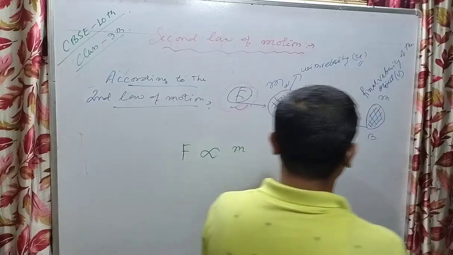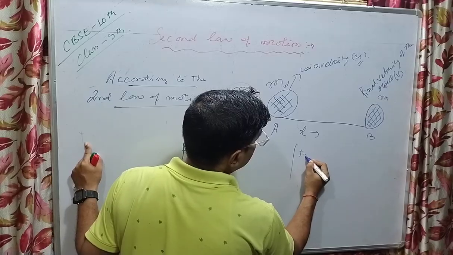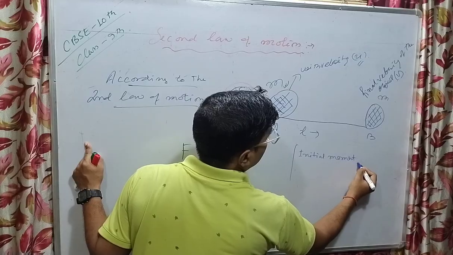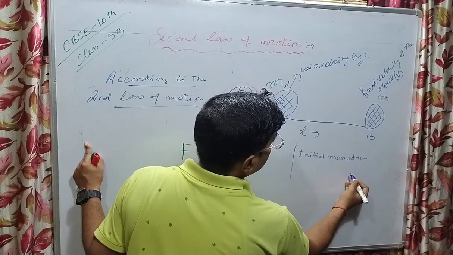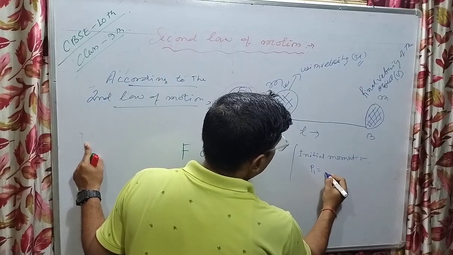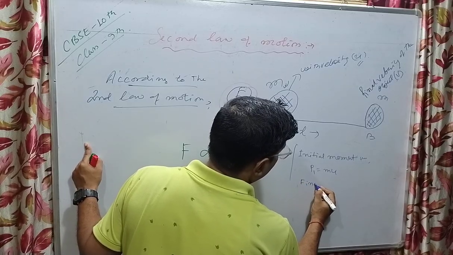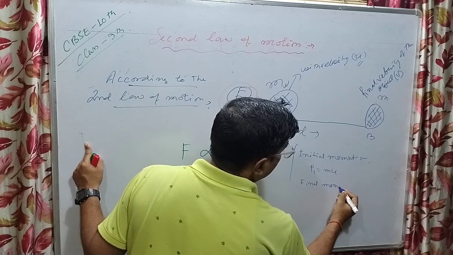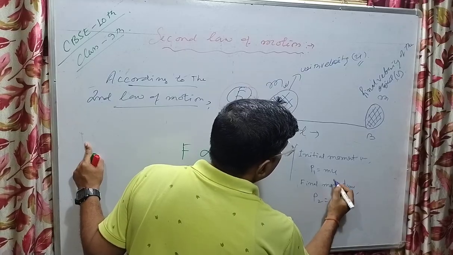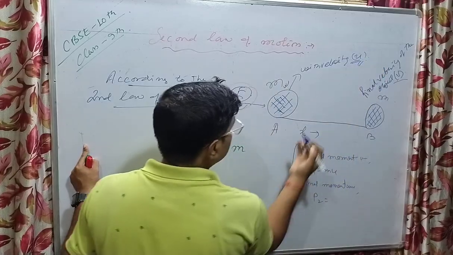Here you can calculate the initial momentum. Initial momentum is equal to mu, and you have the final momentum. The final velocity of the object is v and the initial velocity of the object is u.